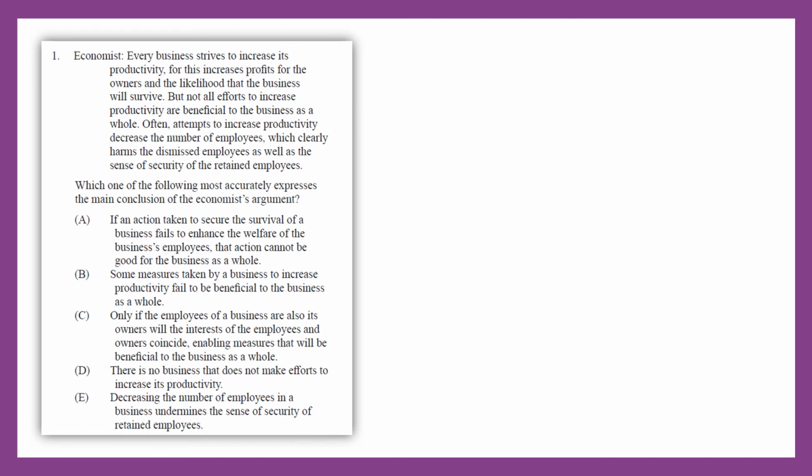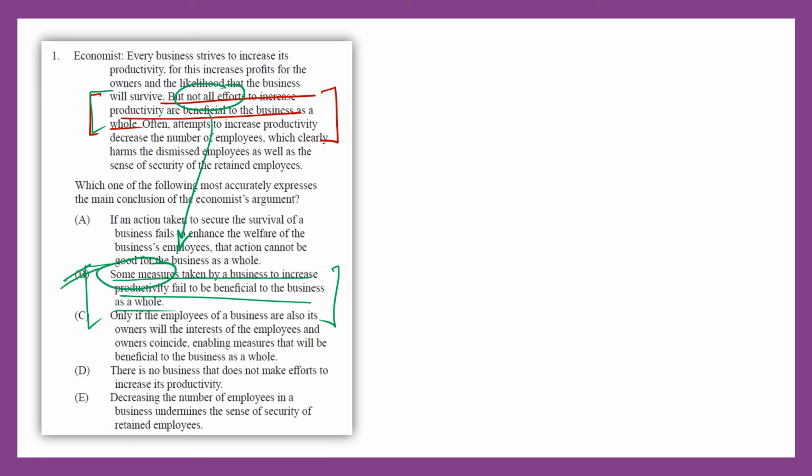Once you've understood this, and that you know that the main conclusion lies in this line, picking the right answer isn't hard at all, okay? So if you look at option B, you can actually find that it's so much similar to this line. You see here it says, some measures taken by a business to increase productivity fail to be beneficial to the business as a whole. Now you see, not all efforts has been replaced by some measures, which is almost the same, okay? And the rest of it, if you can see, is the same. Business as a whole, right? So this is the main conclusion and the answer.